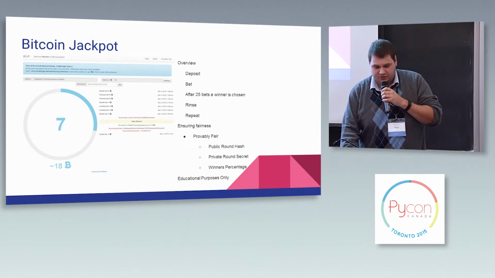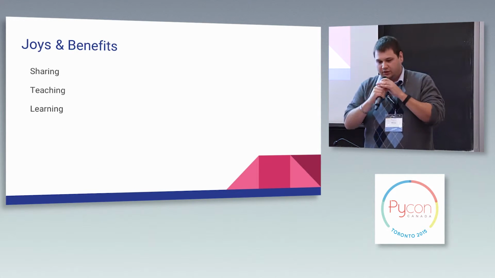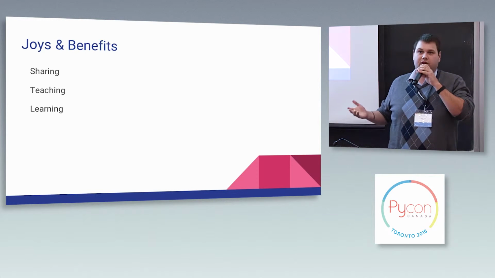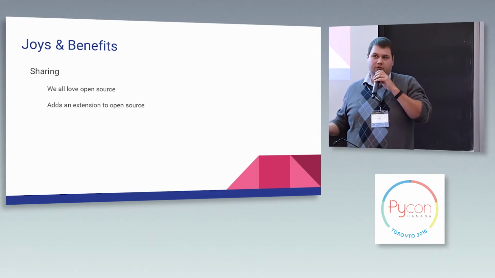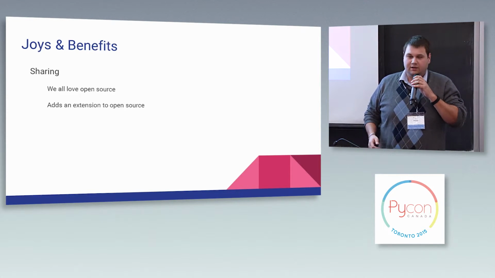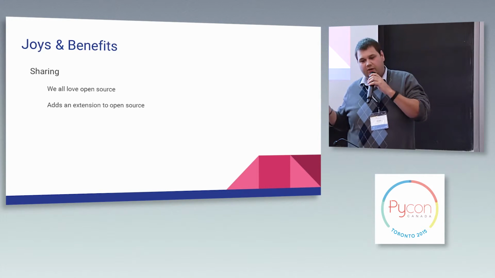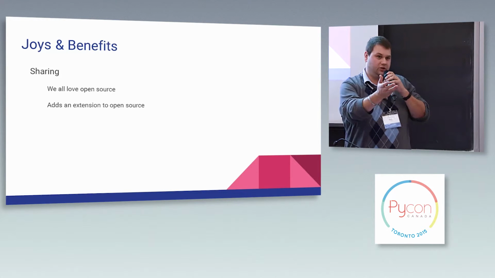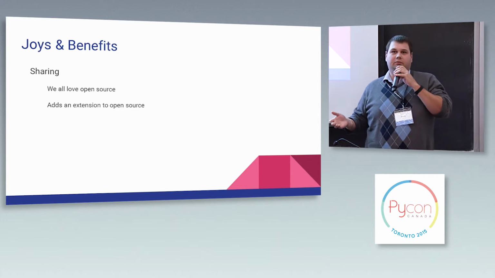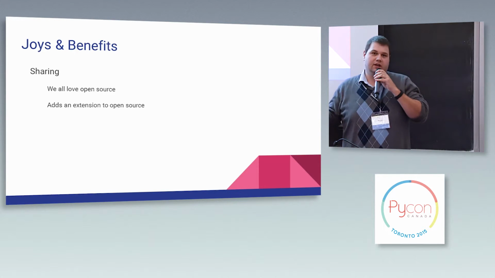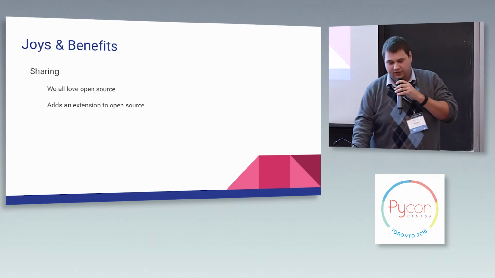So the main purpose is exposing you guys to the joys and benefits of live coding. The 3 takeaways that I have of live coding are sharing, teaching, and learning. So sharing. We all love open source. We wouldn't be here if we didn't. What this gives us is an extension to open source. You are now able to not only take your open source projects like Django Watchman and share them with the world, but you are allowed to now show the development of how you did it, why you did it, and the reasons behind it. So it allows more, as I'll get to later, exposure.